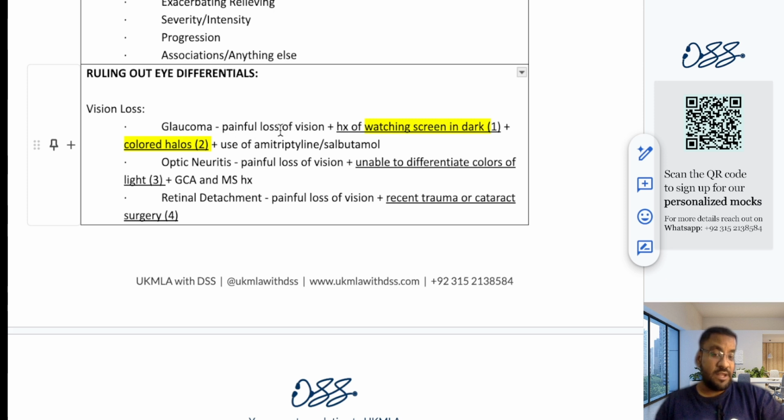Painful loss of vision will not help you rule out glaucoma, because painful loss of vision, as you can see below, is in other differentials as well. So make sure that you ask this question, and that you are ruling glaucoma out by asking these two different questions.